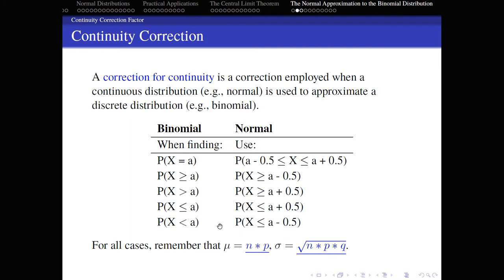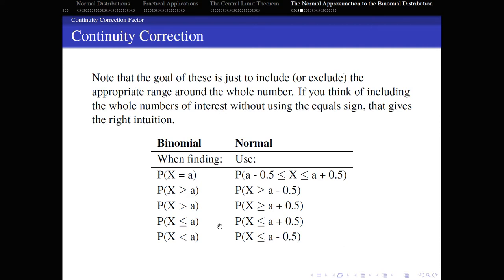So remember, we're in the binomial distribution world. If we're talking about the binomial distribution, we know the mean, we know the standard deviation. We can easily calculate those from the quantities in the problem. The problem is knowing or being able to calculate the exact probabilities that we're interested in. All right, so the goal of these is just to include or exclude the appropriate range around the whole number.